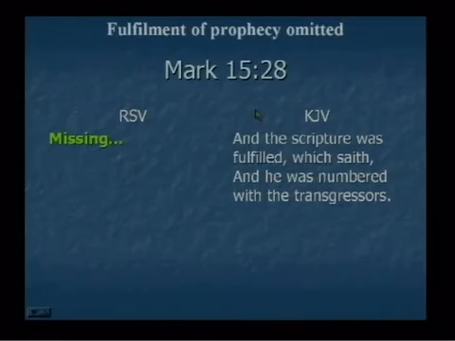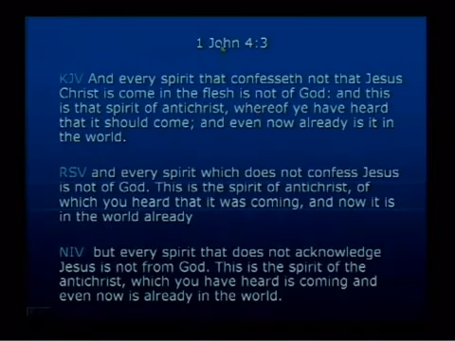RSV gone. Mark 15, verse 28. 1 John 4, verse 3. And every spirit that confesseth not that Jesus Christ is come in the flesh, this is a central doctrine, is not of God. It's the spirit of Antichrist.